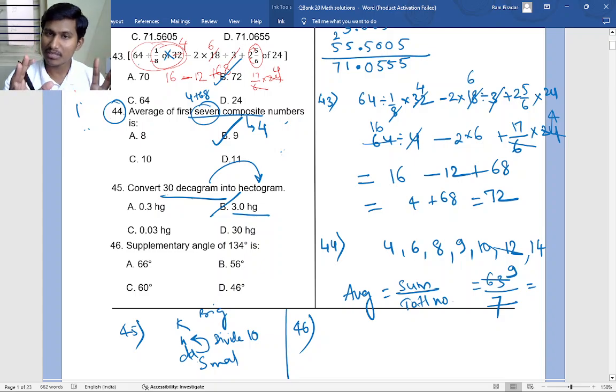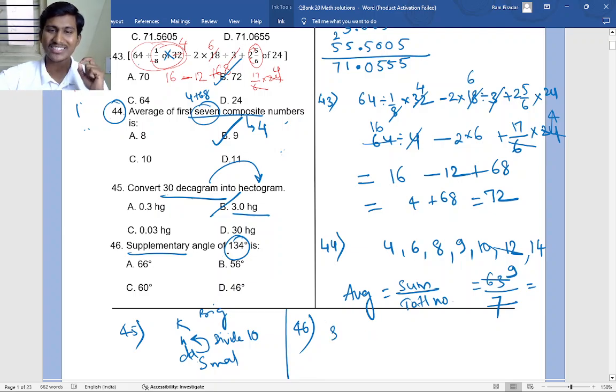So to find the supplementary, what we have to do? We just have to subtract this angle from 180. So supplementary means we have to subtract it from 180 degrees. So let us do that.